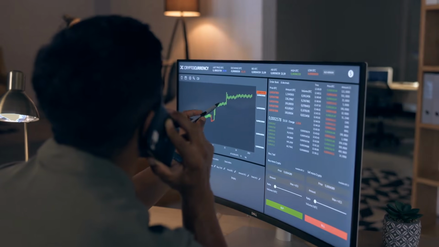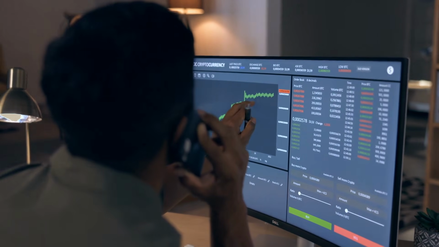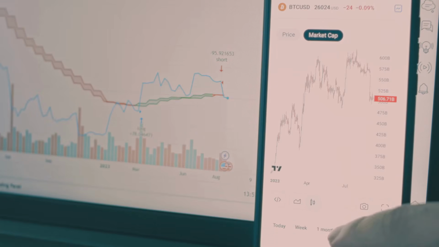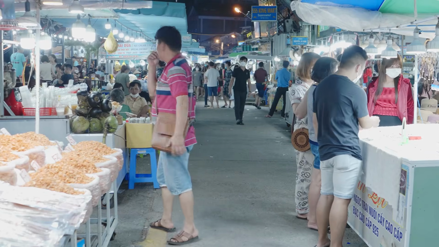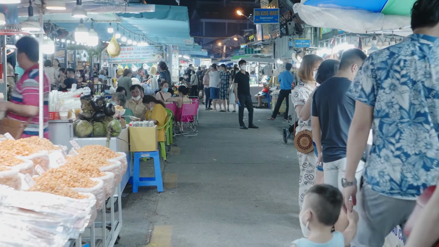Developing the ability to understand cryptocurrency charts is a powerful skill. It's not about predicting the future with unerring accuracy. The true value of chart analysis lies in understanding present market conditions. It allows you to see the forces of supply and demand at play.